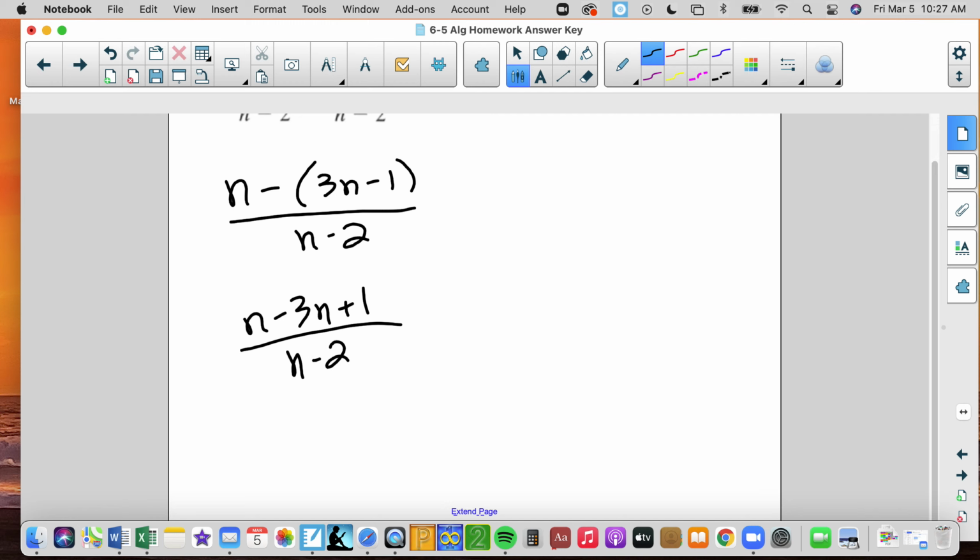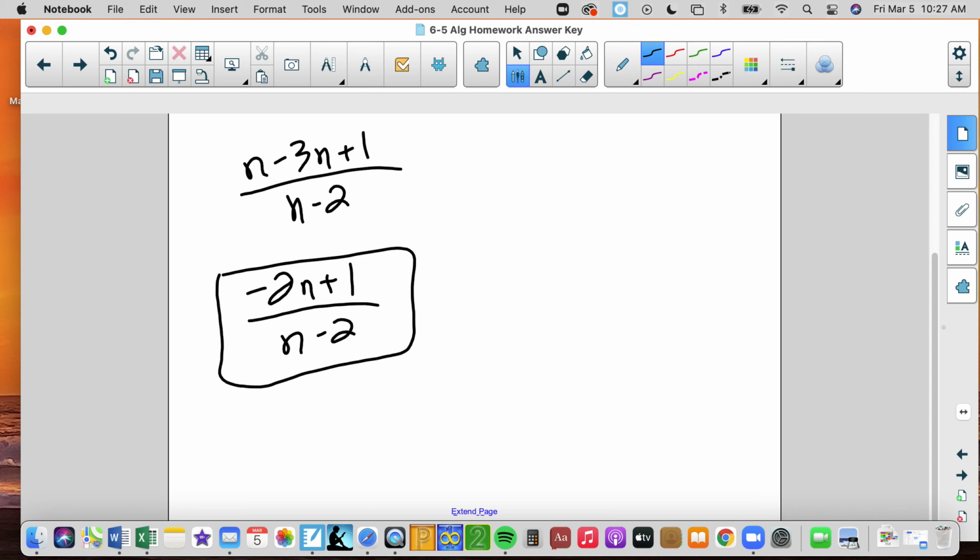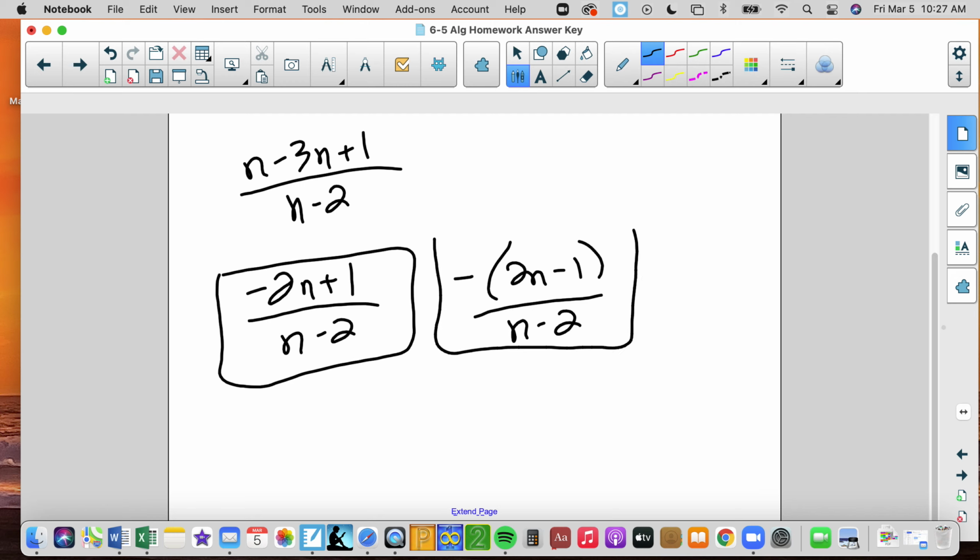Okay, n minus 3n is negative 2n plus 1 over n minus 2. So some teachers will allow you to give that. Others will ask you to factor out that negative. Now I wouldn't throw it down in the denominator because it's not a single term. It only benefited us when there was a single term down there. So just keep it up there.